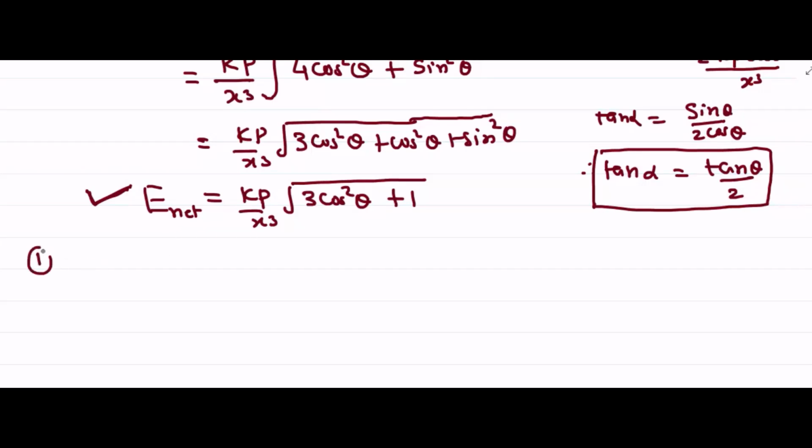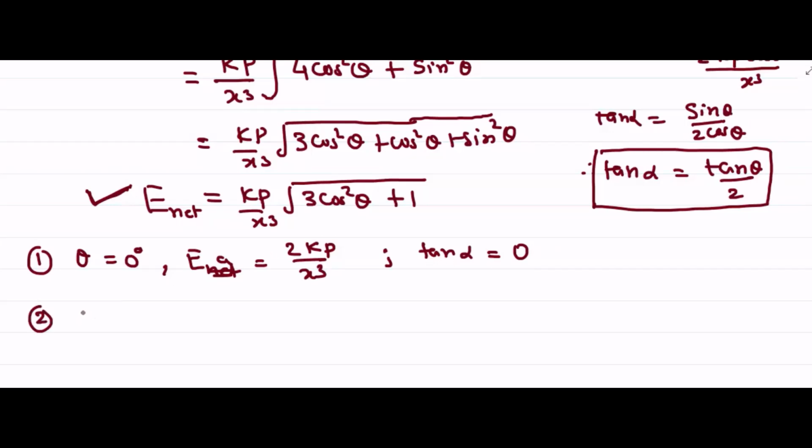For example, if we take theta is equal to 0 degree, what is the value of E net we get? Theta is 0, so cos 0 is 1, so you'll get 3 plus 1, 4, square root of 4 is 2, so I'll get 2 k p by x cube. So what I can see is that for theta is 0, this is along the axis, so this is actually EA, because theta is 0 means you're looking at a point along the axis, and we get that equation 2 kp upon x cube. What about tan alpha? Tan alpha will be 0 because tan theta will be 0, theta is 0. That means the net electric field will be along the same line. Alpha is 0, so it will act along the same line.